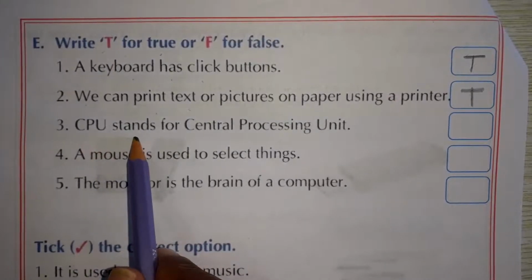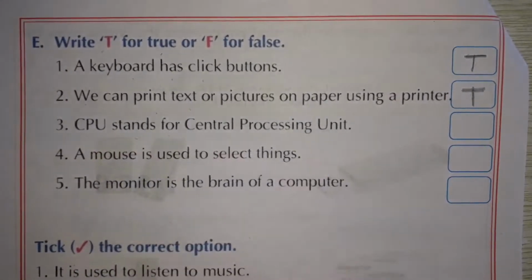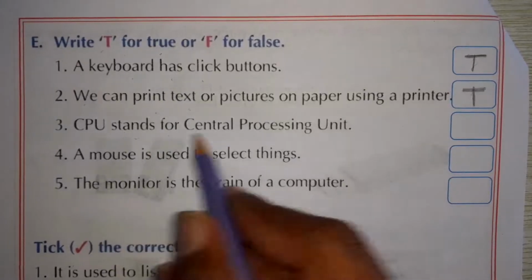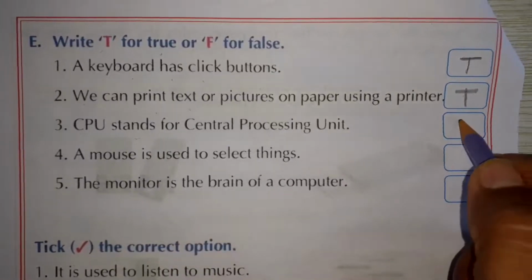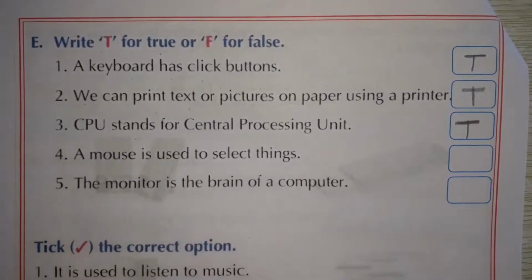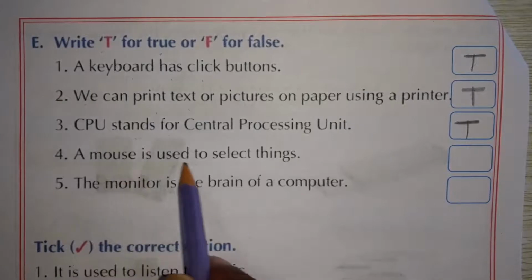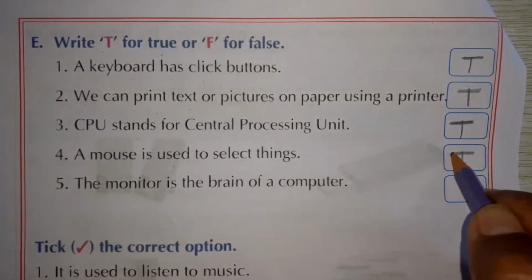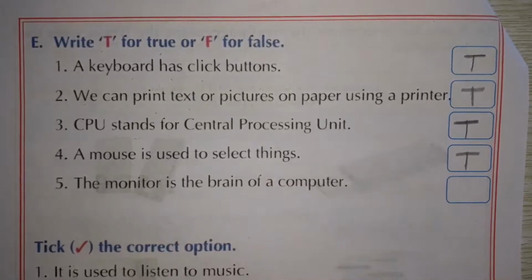CPU stands for Central Processing Unit. Yes, this sentence is true. So you write here T. A mouse is used to select the things. Yes, mouse is used for selecting the things. This sentence is true. You write true here.